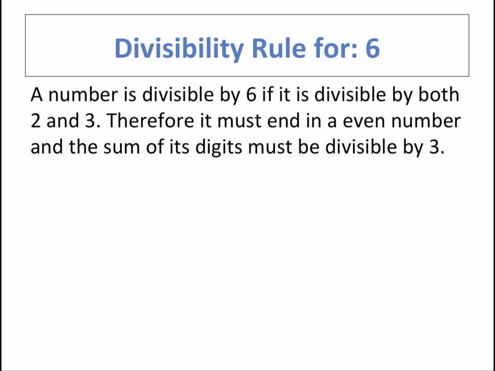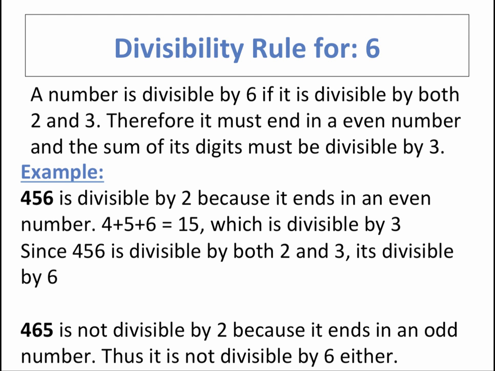The divisibility rule for 6 is very practical. If a number is divisible by both 2 and 3, then it is also divisible by 6. So you test to see if the number is even, and then you add the sum of the digits to see if that's divisible by 3. So a number like 456, we know that ends in 6, so it's even. And then as we did earlier, 4 plus 5 plus 6 is 15, which is divisible by 3. So since it's divisible by both 2 and 3, it's also divisible by 6. If we have a number like 465, it's ending in an odd number, so automatically it's not divisible by 2 or 6.